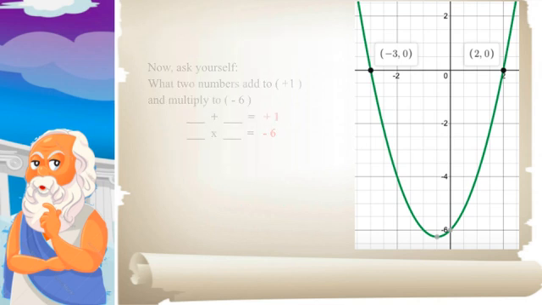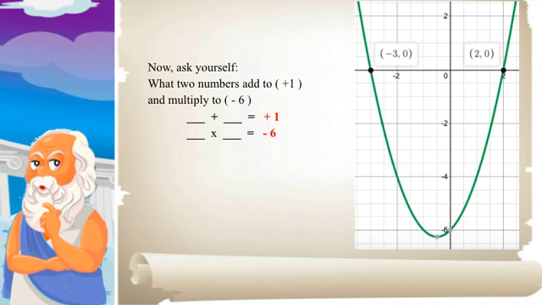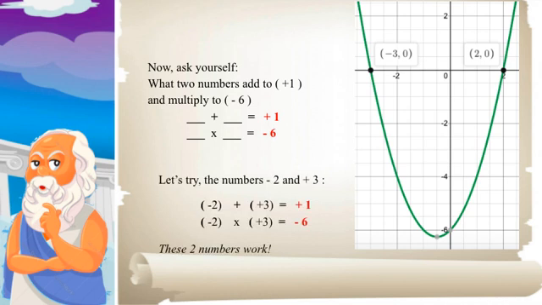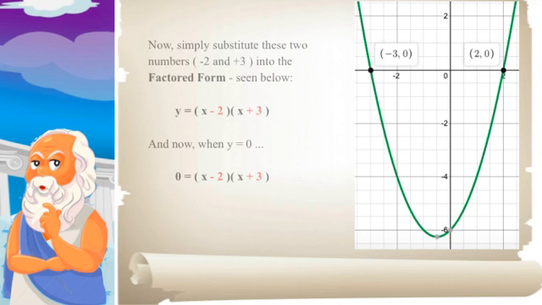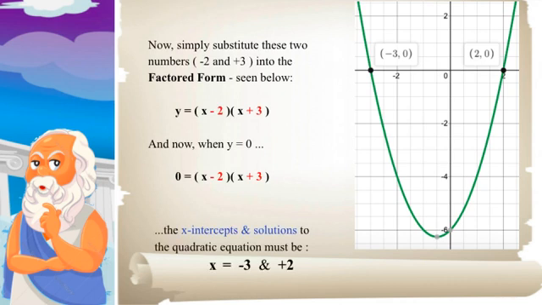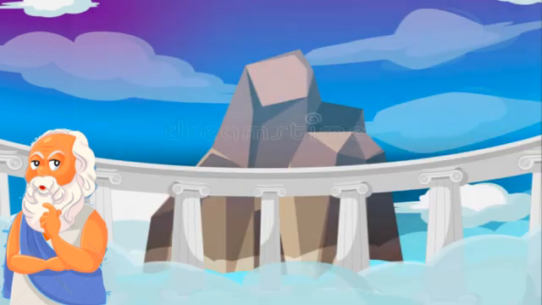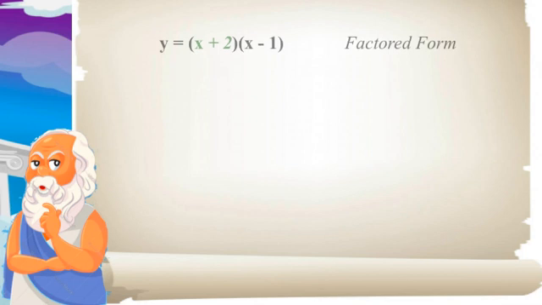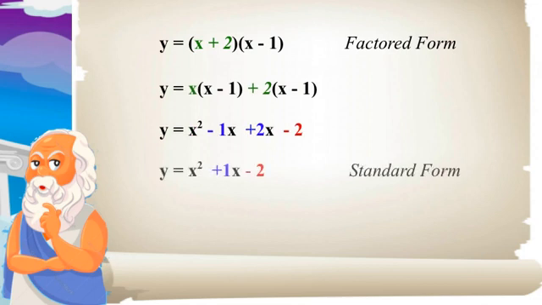Once in factored form, we revealed the x-intercepts by setting y equal to 0. Next, during our second lesson, I helped you to master changing quadratics from factored form to standard form, and from standard form to factored form. We began with this quadratic equation in factored form, and discovered that moving from factored form to standard form can be achieved simply by expanding through multiplication and addition.